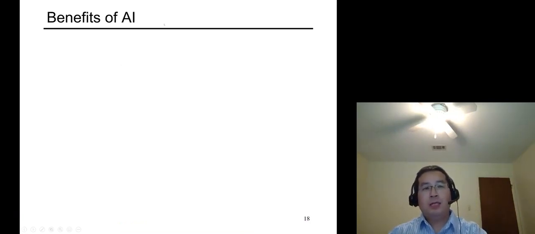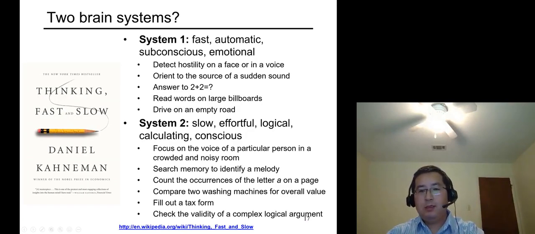Okay, so let's maybe just stop for this part, and then we'll continue with the next one. It's about AI benefits and the risks. This is also an interesting and important topic.